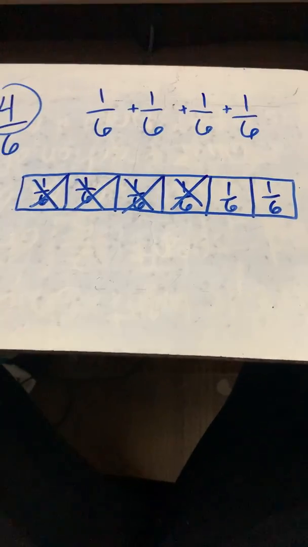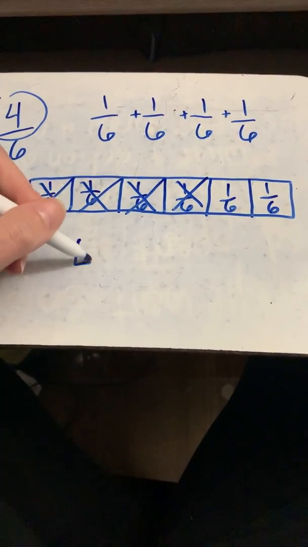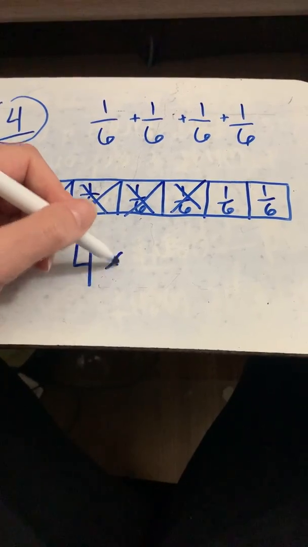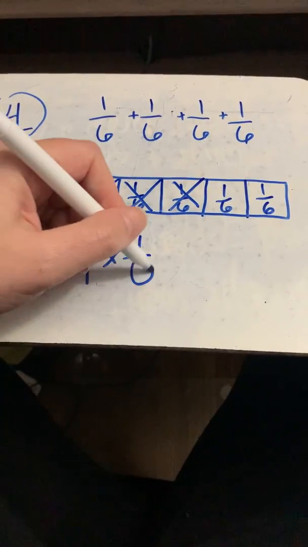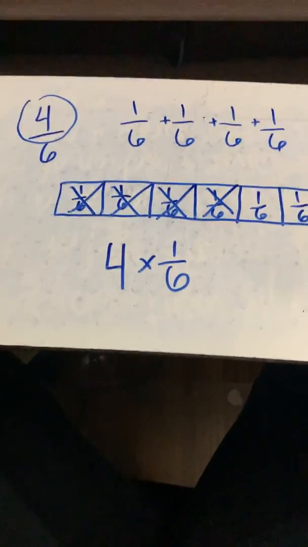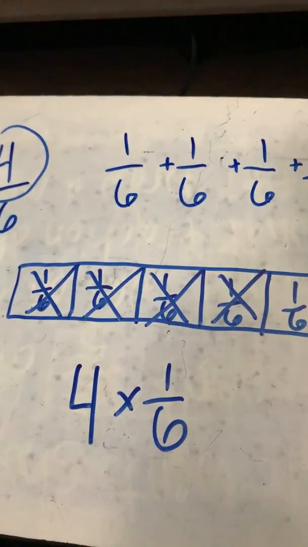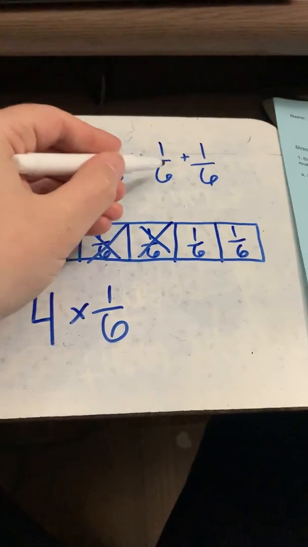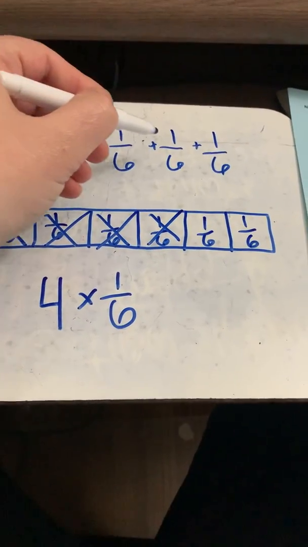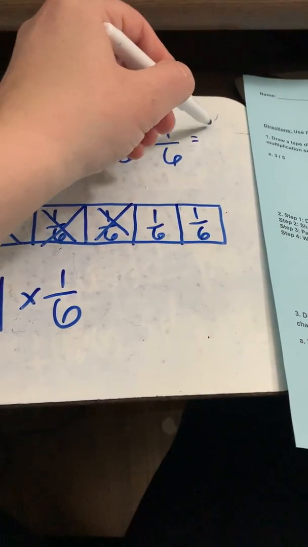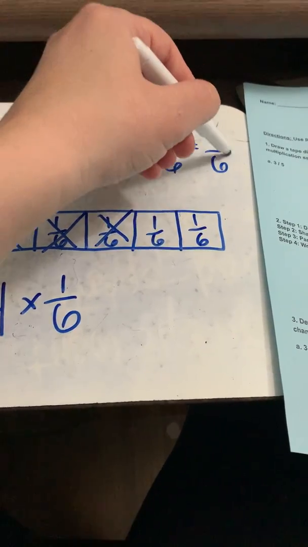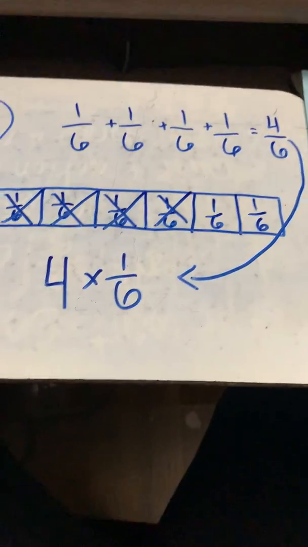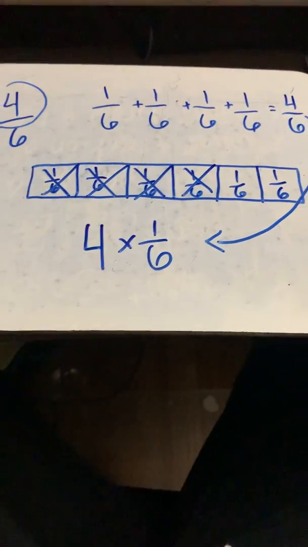And written as a multiplication sentence, remember, multiplication is just a faster way to do repeated addition. So I would write that out as 4 times 1/6. Okay, so that is how I would solve that problem, decomposing the fraction into unit fractions. See, 1/6 plus 1/6 plus 1/6 plus 1/6 equals 4/6, right? And another way to rewrite that as a multiplication sentence would be 4 times 1/6. Okay, so that's the example for that one.